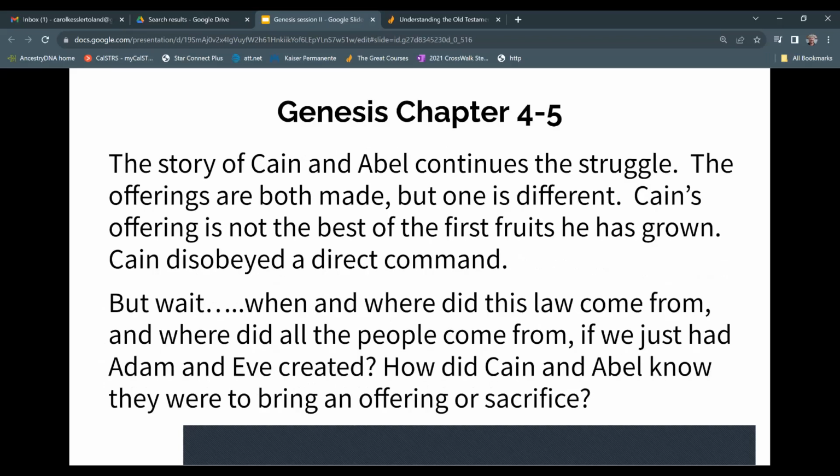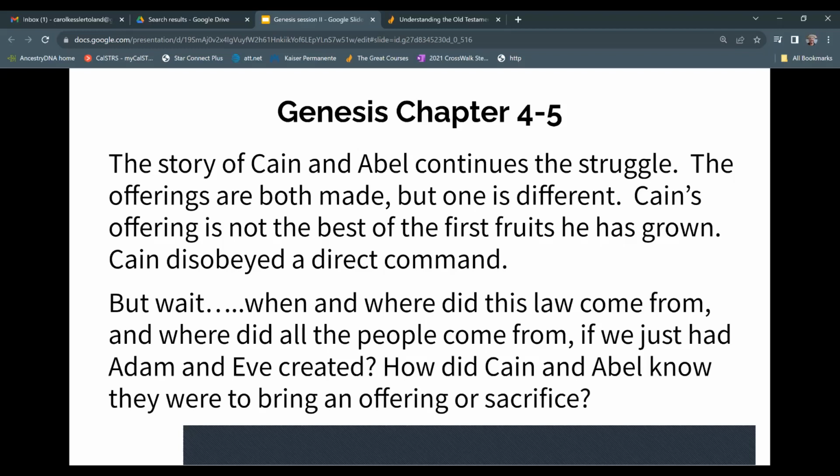So we'll focus on chapters 4 and 5 of Genesis this week. This is the story of Cain and Abel. The story of Cain and Abel continues the struggle that was carried on after Adam and Eve are expelled from the Garden of Eden. The offerings that Cain and Abel bring to God, they both make an offering, but one is different. So how are they different, and what does that mean?